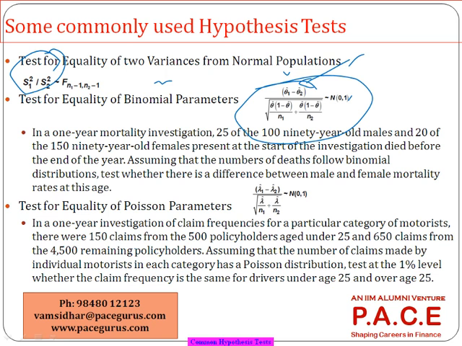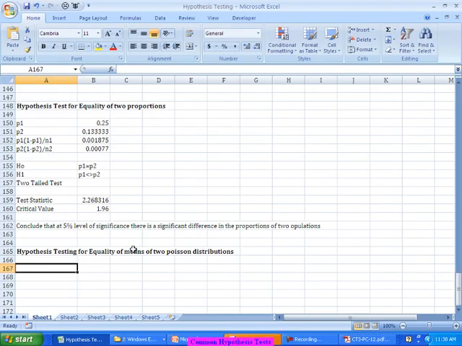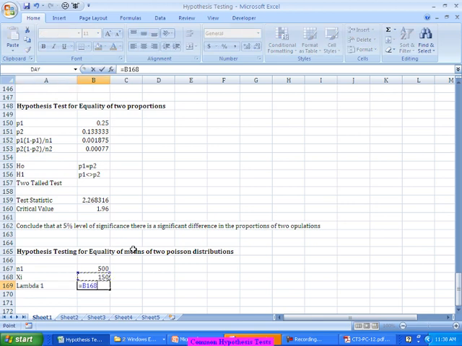The null hypothesis is both the means are equal. The alternate hypothesis is there is a difference between the means. So look at the numbers again. 150 claims from 500. So N1 is 500 and the claims X1 is 150. So probably lambda 1 is 30%.